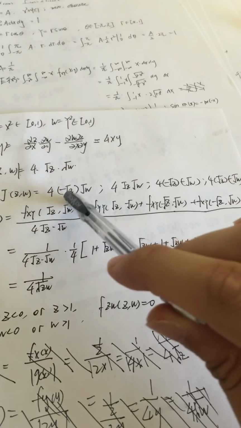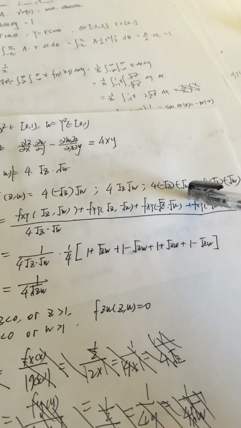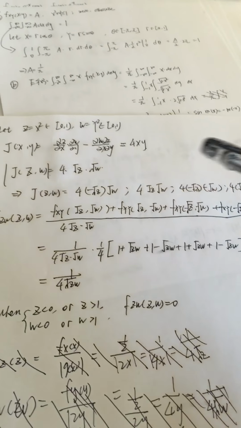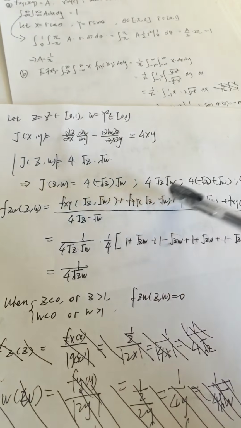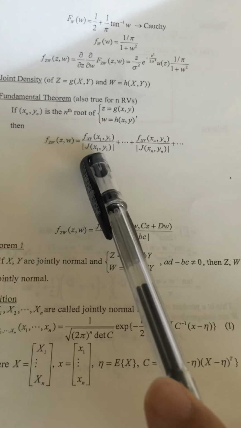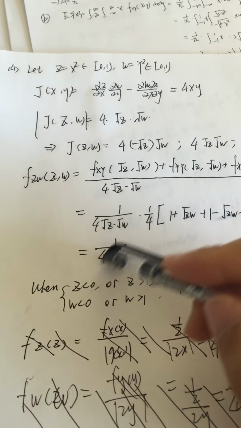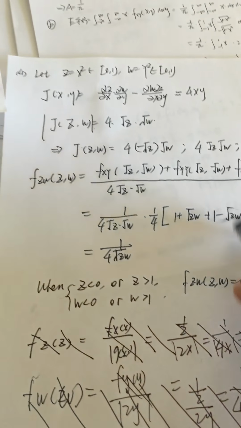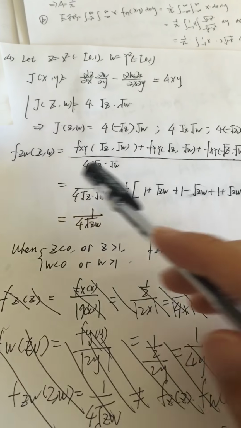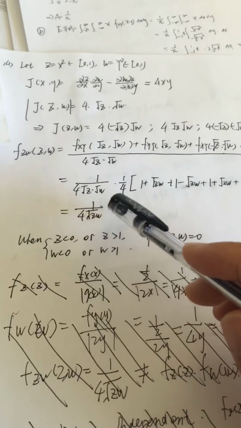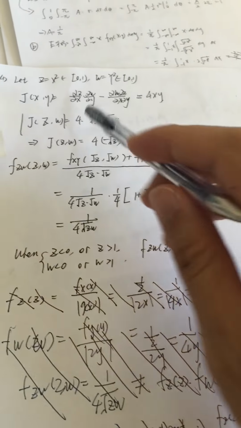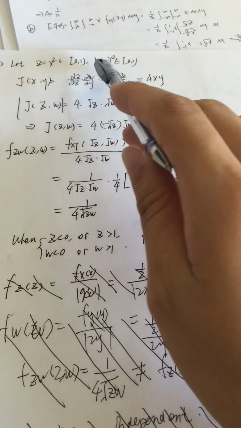This has four sign combinations, plus plus, minus minus, plus minus and so on, and we put these into the equation here to get F(z, w). So we get the density function of Z and W equal to 1/4 times 1/sqrt(zw). Otherwise, this function is 0, so this is only for Z and W in the range from 0 to 1.